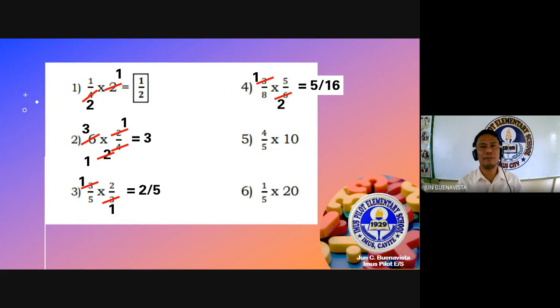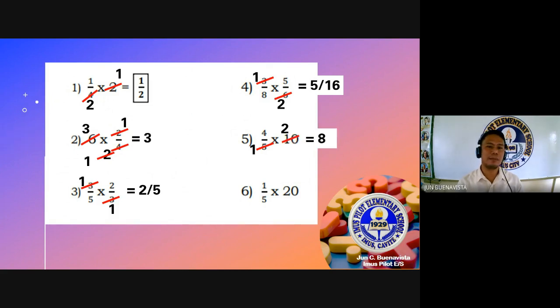Now, number 5, multiplying a fraction by a whole number. Again, cancel the whole number to the denominator. So we're going to cancel. What number can divide both of them? 5. Very good. So 10 divided by 5 equals 2. Then 5 divided by 5 equals 1. Then multiply. 2 times 4 equals 8.